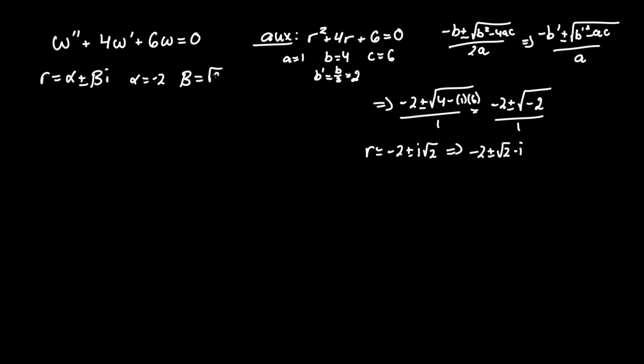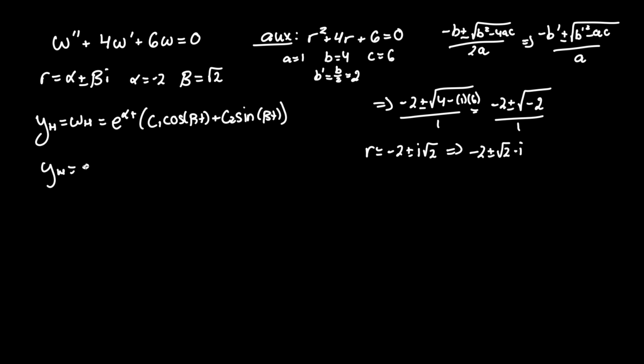And we'll plug this into our y homogeneous formula, or you can also call it w homogeneous if you want. I like sticking with y. And this equals e to the alpha t times c1 cosine of beta t plus c2 sine of beta t. We have all we need to plug this in, so y homogeneous equals e to the negative 2t times c1 cosine of root 2 t plus c2 sine of root 2 t once more.